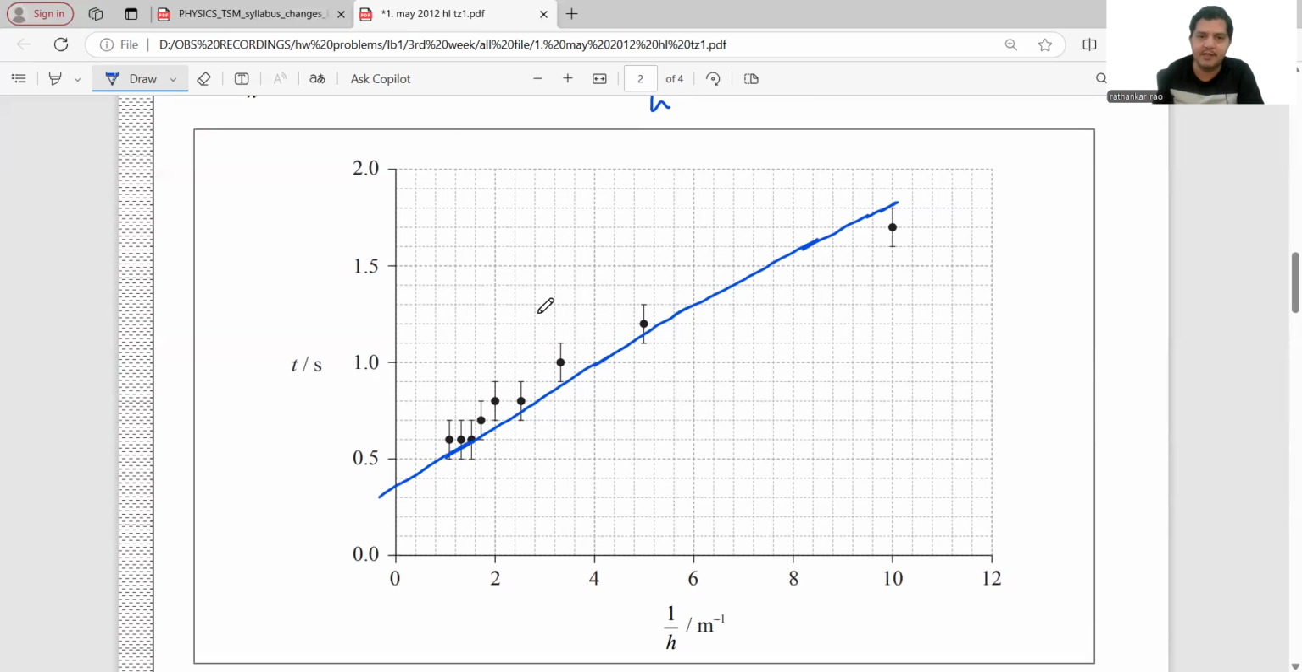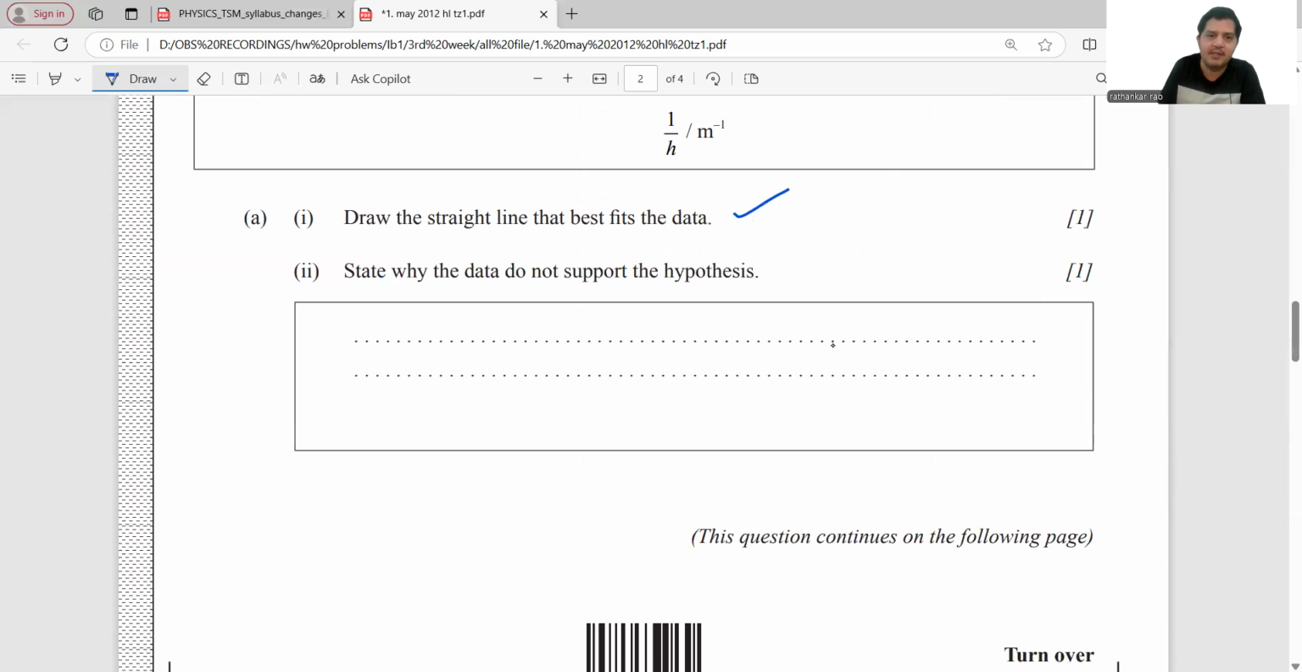Therefore, for 1 mark, he's asking you the reason, so you should say the line does not pass through the origin. As a result of it, this definitely does not support the hypothesis.